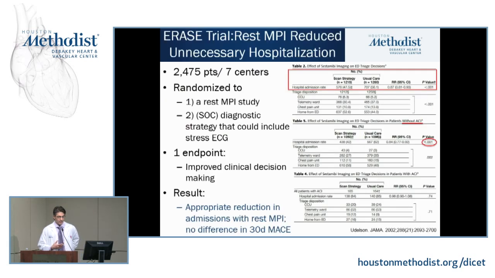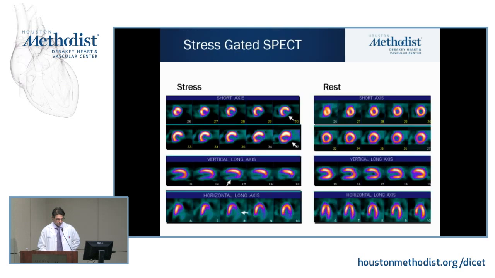And there was a large trial called the ARRACE trial. This was definitely on the nuclear boards. This was a study where they randomized patients to rest myocardial perfusion imaging or standard of care, whatever it was. And the primary endpoint was whether it improved your clinical decision making. What they showed in this large multicenter trial is that it definitely reduced the rate of admissions in those patients who had rest myocardial perfusion imaging, and that at 30 days, there was no difference in MACE between the two strategies. So it works.